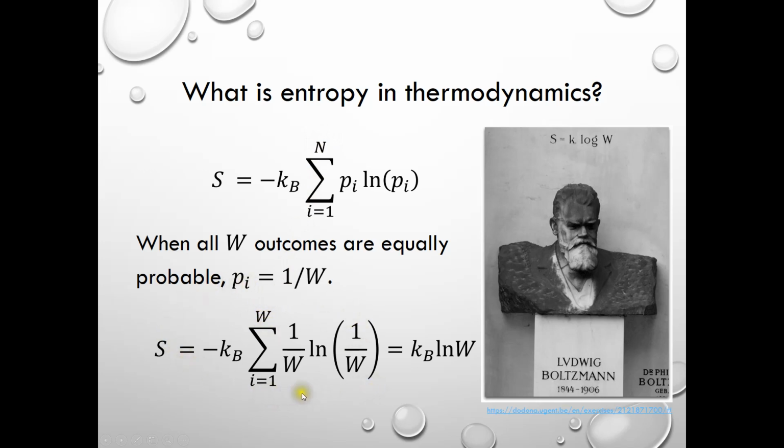We can simplify the sum because we have W terms and each term is the same. So this sum is simply the logarithm of 1 over W. With this additional negative sign, the result is simply Boltzmann constant times the logarithm of W. This is exactly the same as this on Boltzmann's tombstone.